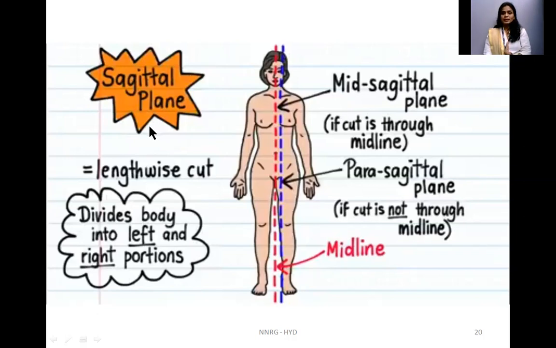That is the sagittal plane, wherein you cut along the midline. Cut any organ lengthwise in the middle along the midline. That's called a mid-sagittal plane if you cut through the midline.